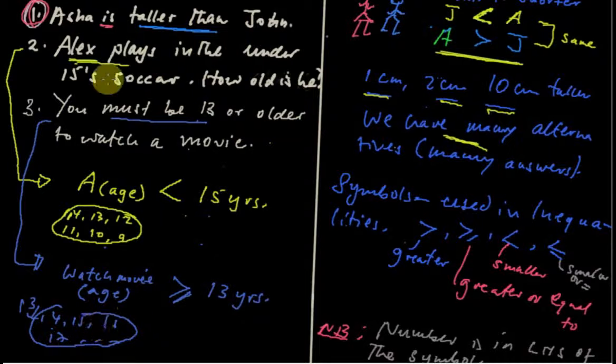Okay, but here in the second one, Alex plays in the under 15. Under 15, not equal to. There is no equal to, but here you must be 13 or older. If you are not 13 or older, you cannot watch, so that's why we included this symbol here. 13 is here. This makes sure that 13 is included in this line down here. It is greater than or equal to, so it must be equal to 13 or greater than 13 to watch a movie. So please be careful with these sentences.